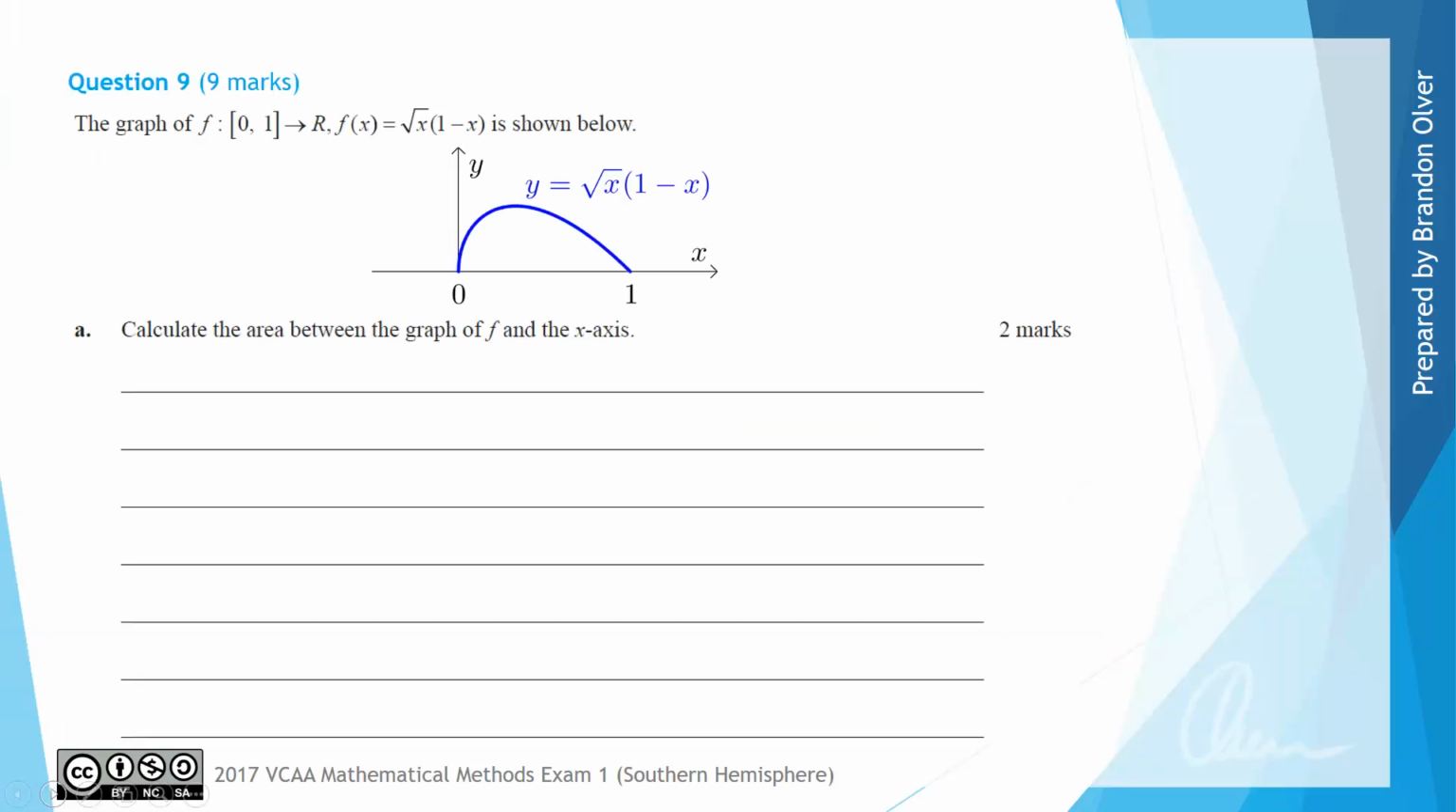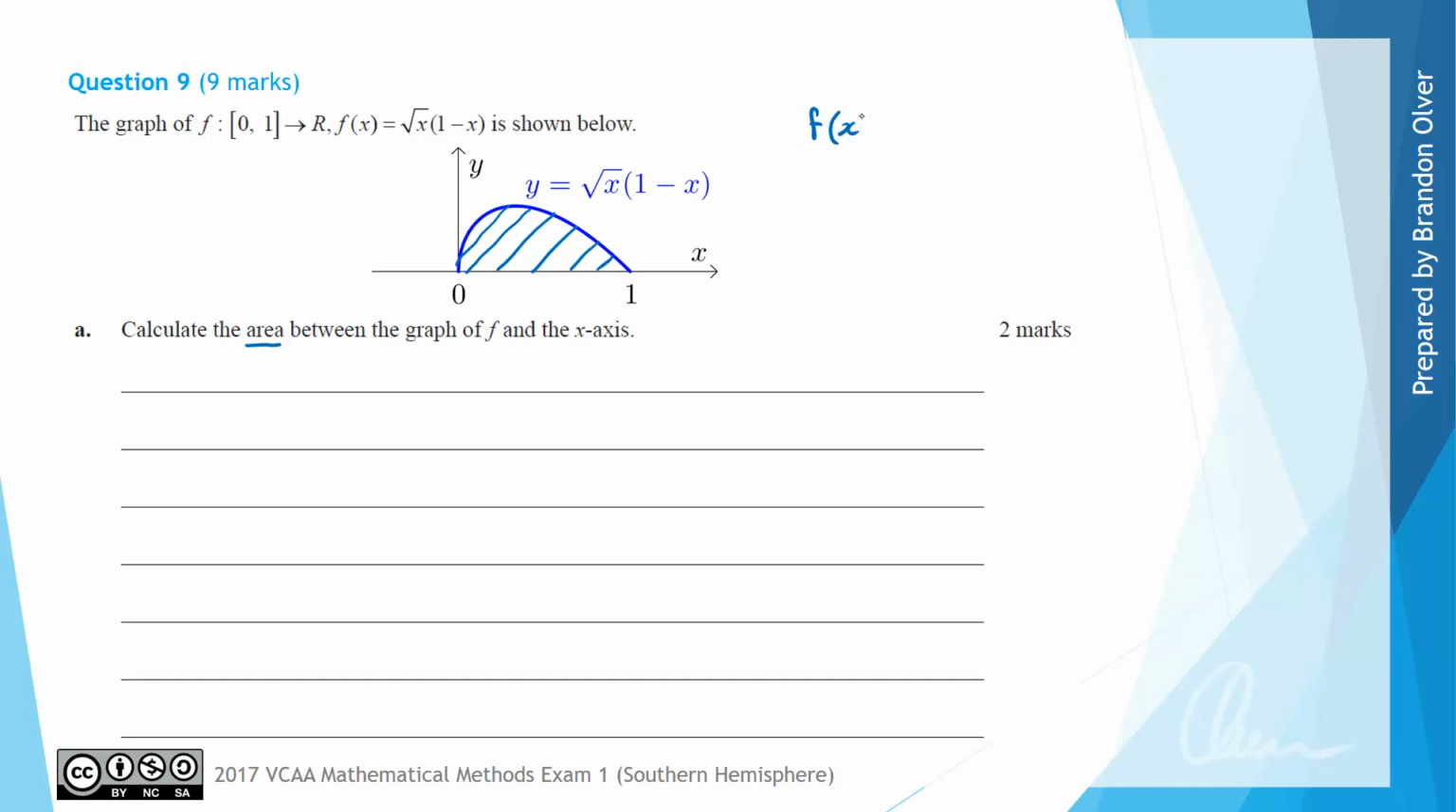So for question 9 we have the graph of f with the domain of 0 to 1 with a rule of f of x equals the square root of x times 1 subtract x shown below. For part A we want to calculate the area between the graph of f and the x-axis. So that's this area just here. We know that the area is related to an integral, but before we do that, we're just going to express f in a slightly different form.